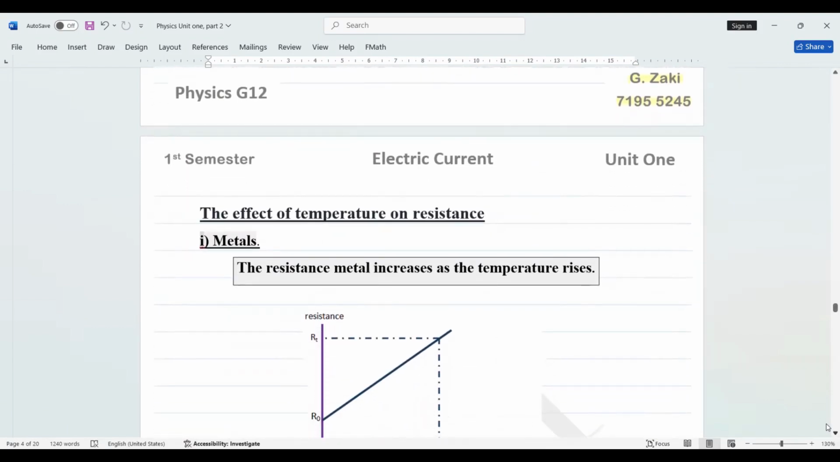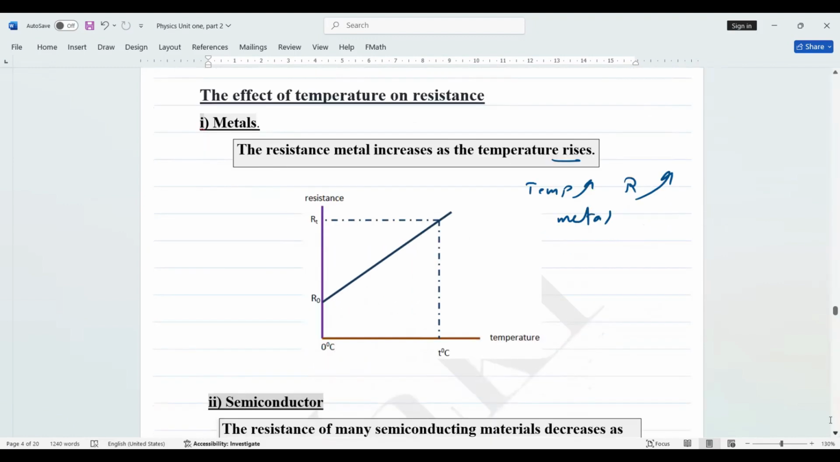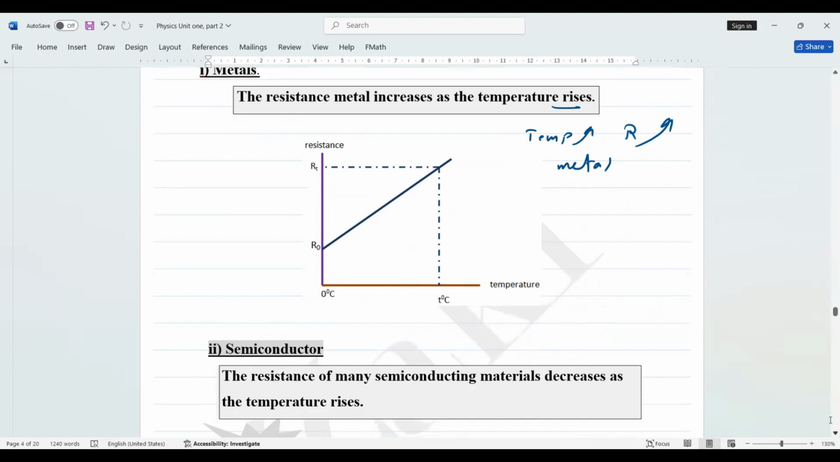Now, the effect of temperature on resistance. You have to remember this. The resistance of metal increases as temperature rises. So when the temperature increases, the resistance increases in case of metal. Why? Because the atoms vibrate more, and then the electrons cannot move easily inside the metal. So the resistance of the metal increases when the temperature increases, but it is not a direct relation, because it is not a straight line through the origin.